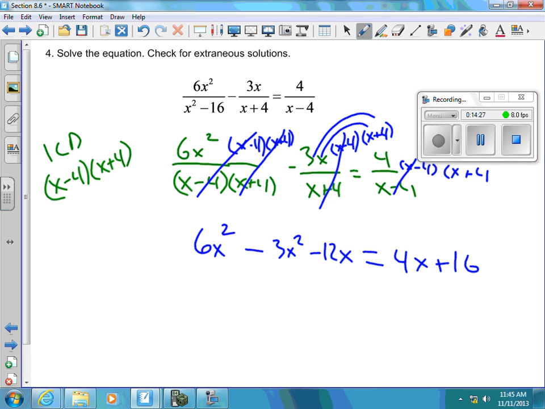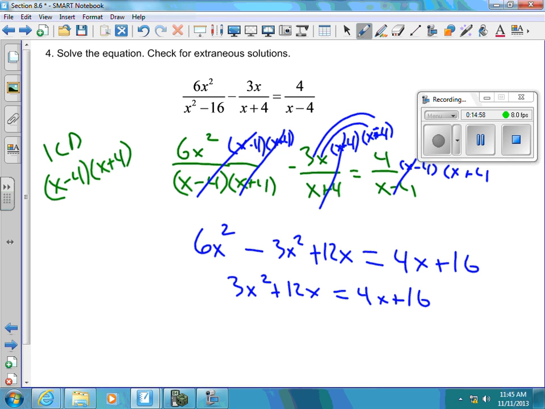So we have some terms that we can combine here, it appears. We have 3x squared negative and 6x squared positive. That makes 3x squared minus 12x. Oops, that should have been a minus. Positive 12x here. This is a minus 4. This is a plus 4. So this is plus 12x equals 4x plus 16.